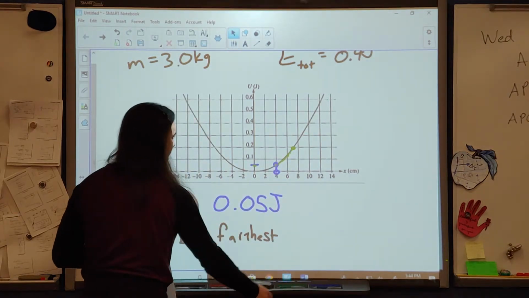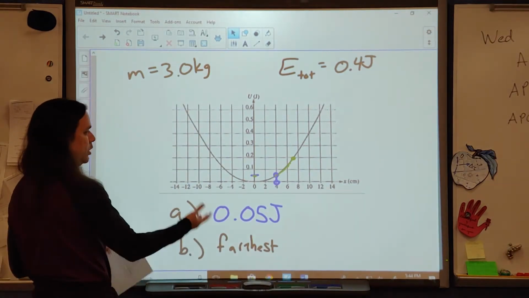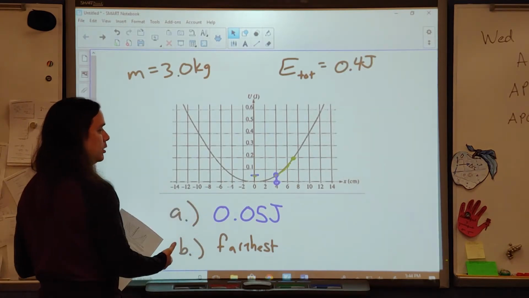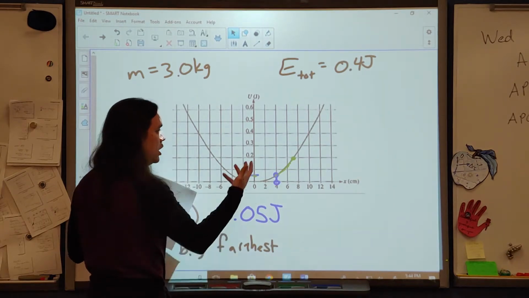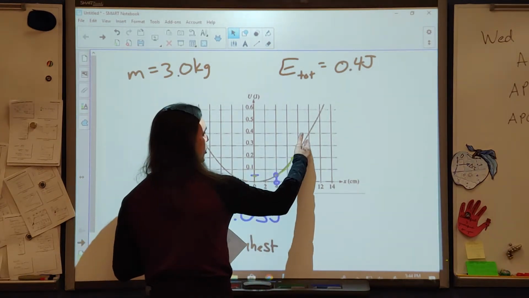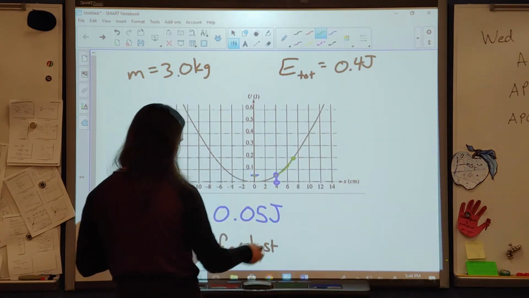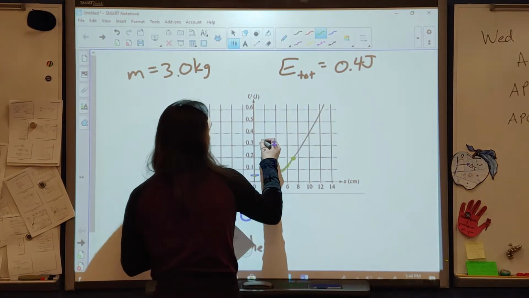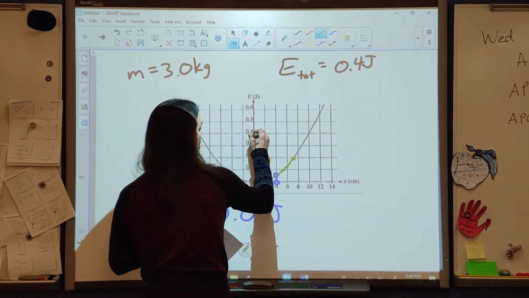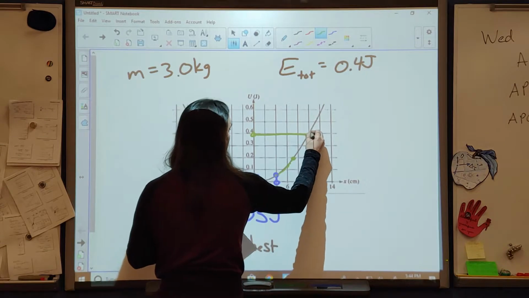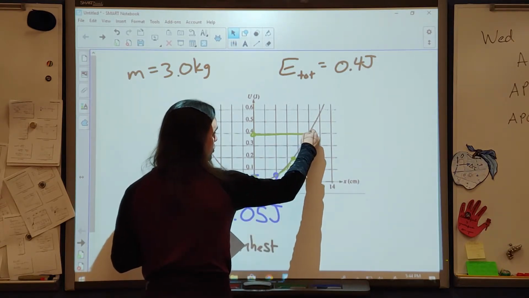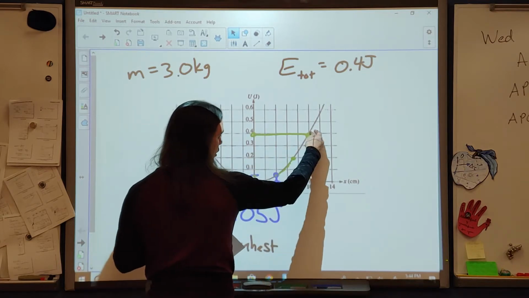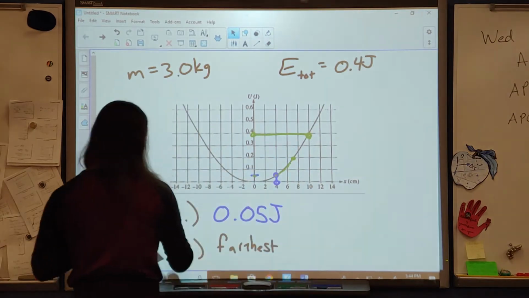How much energy do we have total? It's being split between our kinetic energy and our potential energy that we see here. Remember, with the skateboarder, they'll go as far as they can until they run out of energy. So if they tell us that our total energy is 0.4, the farthest we're going to get is when all of our energy is in the potential energy, which means here's 0.4. The farthest that we would get is 10 centimeters.